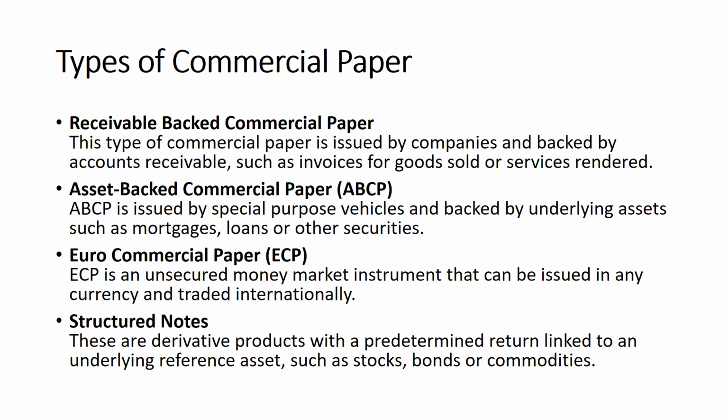Next is Euro commercial paper. This Euro commercial paper is an unsecured money market instrument that can be issued in any currency and traded internationally. And the last one is structured notes. These are derivative products with a predetermined return linked to an underlying reference asset such as stocks, bonds, or commodities. So these are the types of commercial paper used currently.